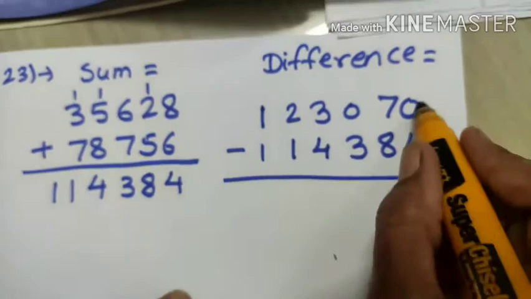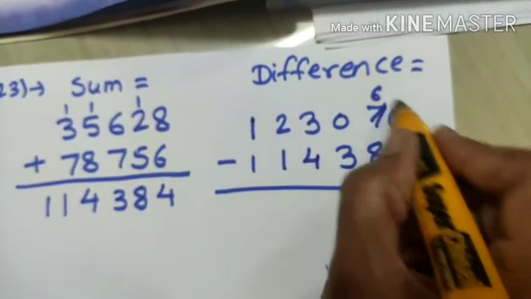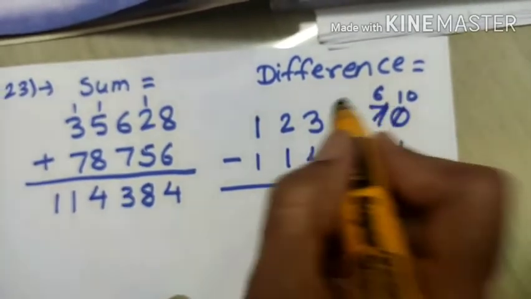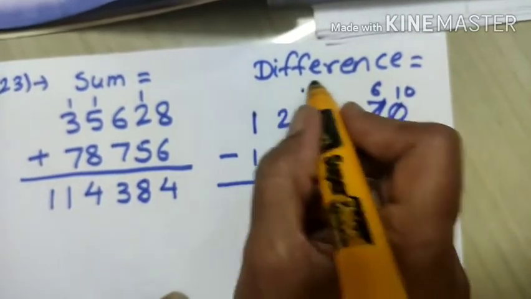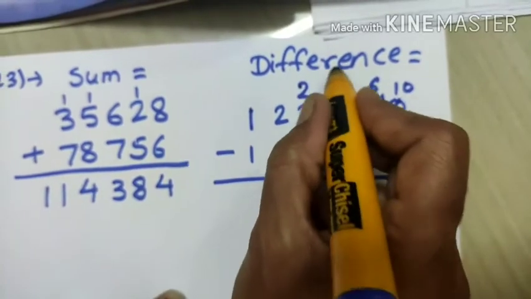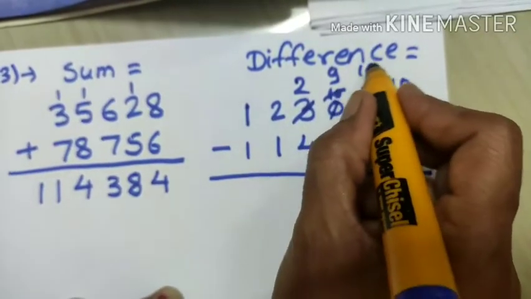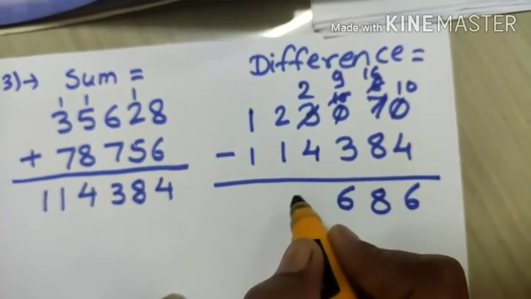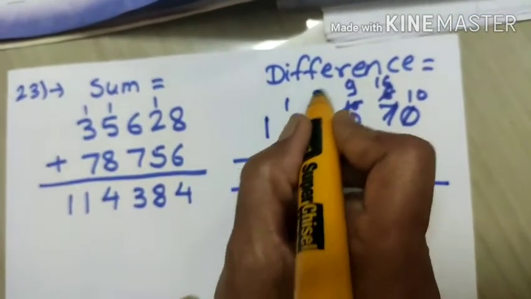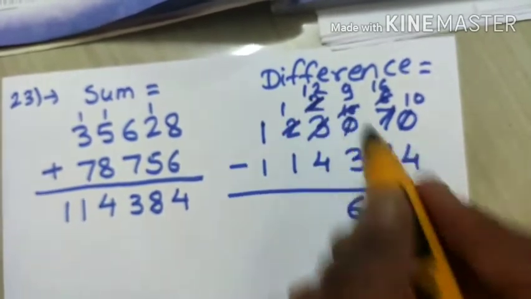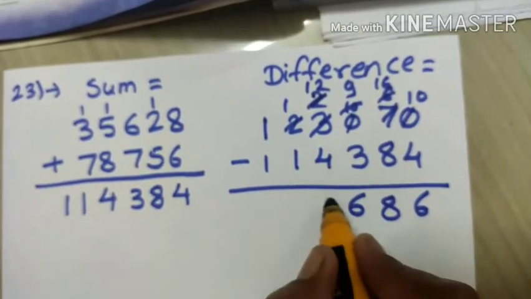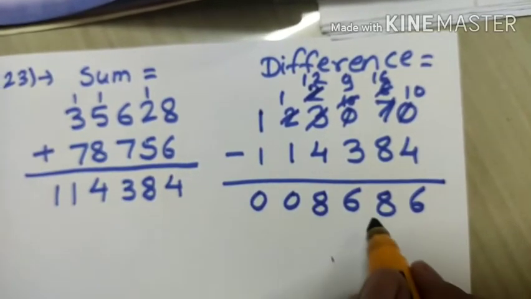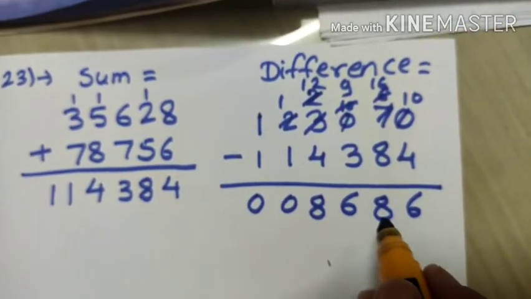So 0 minus 4 you cannot do. 6 here 10. 10 minus 4 is 6. 6 minus 8 again you cannot do. So borrow number from 3 here. It becomes 10 and this is 9. This is 16. 16 minus 8 is 8. 9 minus 3 is 6. 2 minus 4 again cannot do. So make it 12 by borrowing number. 12 minus 4, 8. 1 minus 1, 0, 0. This is your answer. Same way you have to solve the 24th question.